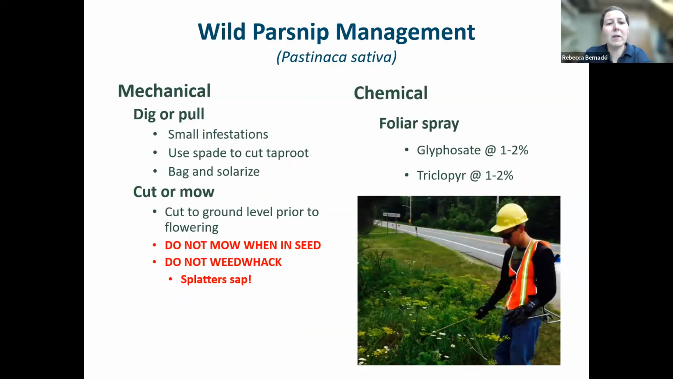So how do we manage wild parsnip? We can dig or pull small infestations. We don't need to get the entire root for this species, though. We just need to be sure to use a spade to cut the tap root. We're going to take that plant material and put it in a contractor bag and solarize it.